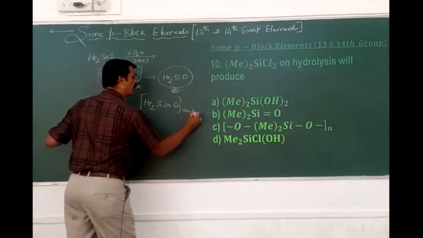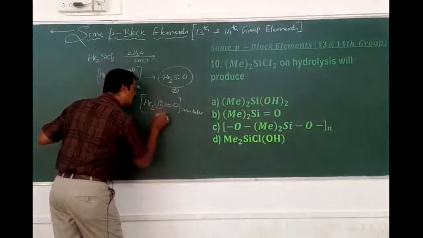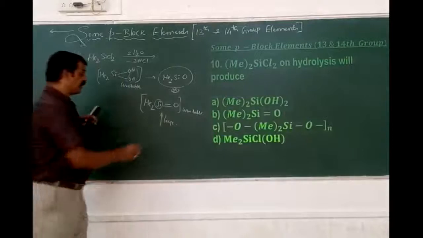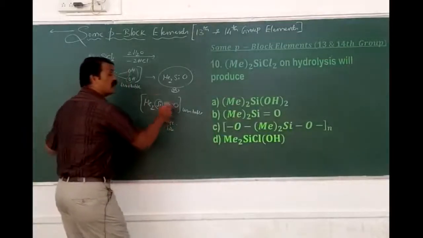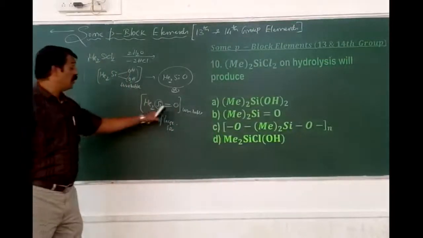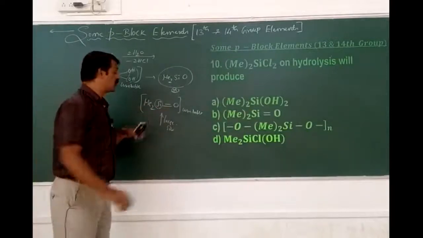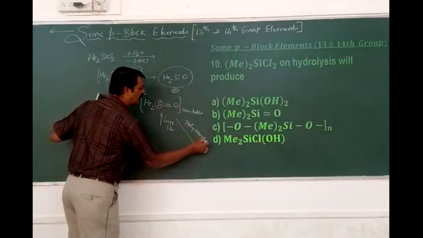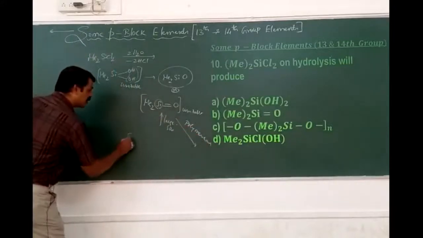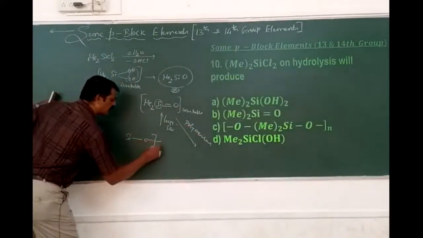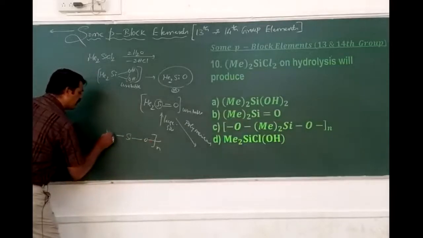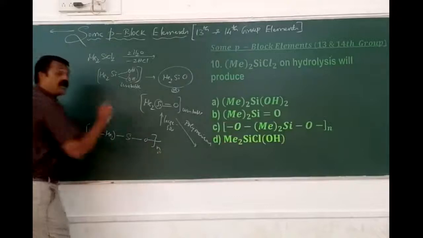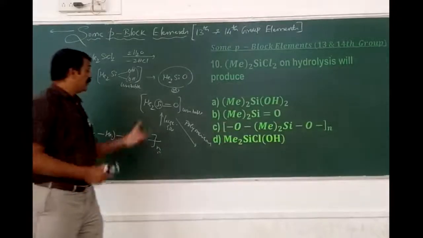Why? Because silicon, being of larger size, doesn't form a covalent double bond with oxygen. That is why, instead of that, it undergoes polymerization, such that the SiO unit is formed n times, and here also it is Me2 with O, followed by this. It undergoes polymerization. This is not a stable compound.